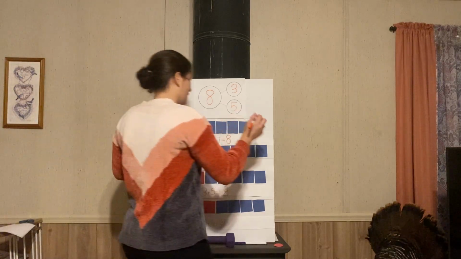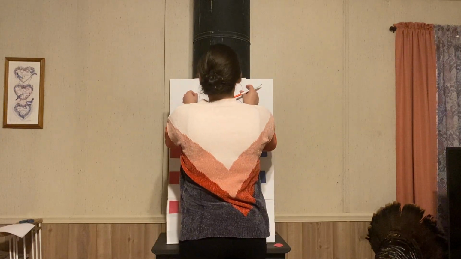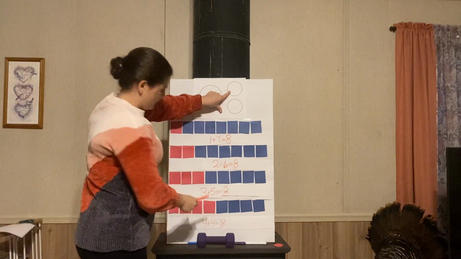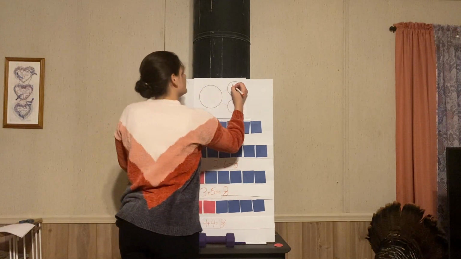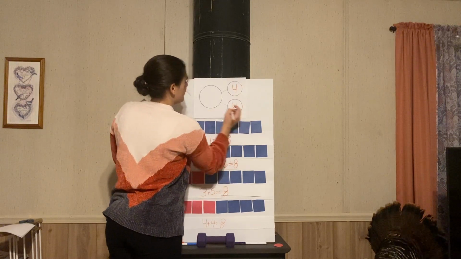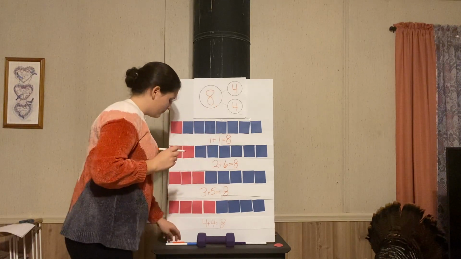Okay? Let's make our last number bond up here. So, Andrew, what would go in our last one here? What would this be from this number sentence? 4. What would be down here? 4. What would be right here? 8. Good job. Okay.